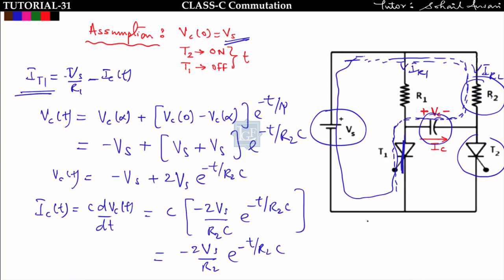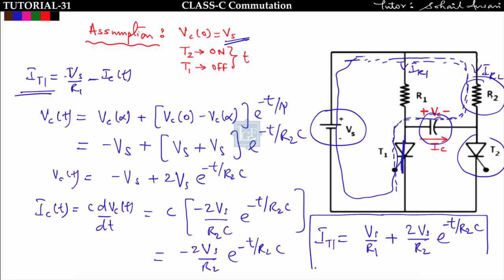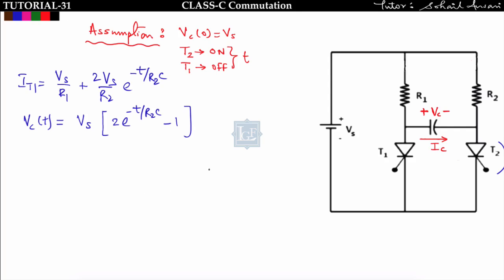Okay. So what will be the IT1, the current flowing in thyristor 1? IT1 will be equal to Vs upon R1 minus IC of t. ICT is negative, so minus of minus will give plus. It will be 2 Vs upon R2 e to the power minus t upon R2C. So this is the actual current flowing in thyristor T1. Got it? So we got two equations in mode 1: IT1 is equal to this much, and Vc of t is equal to Vs into 2 e to the power minus t upon R2C minus 1.